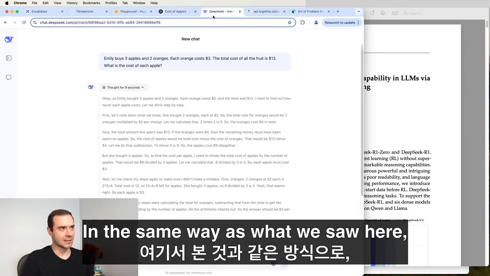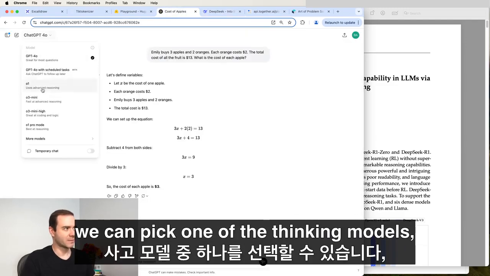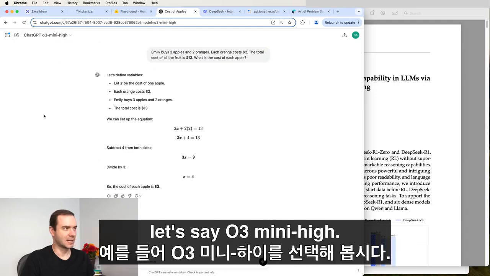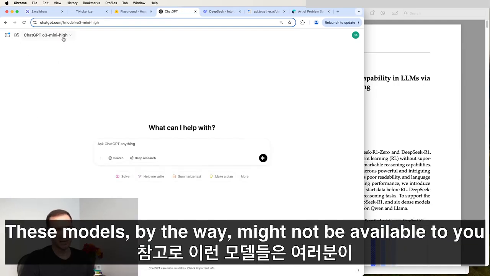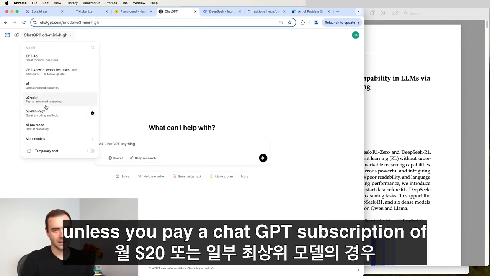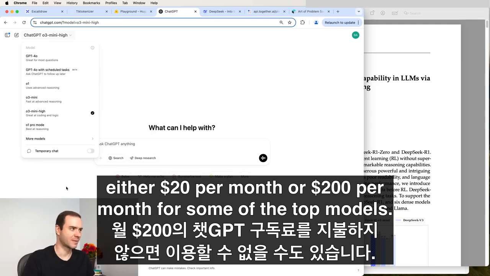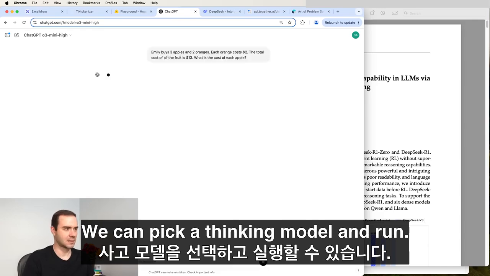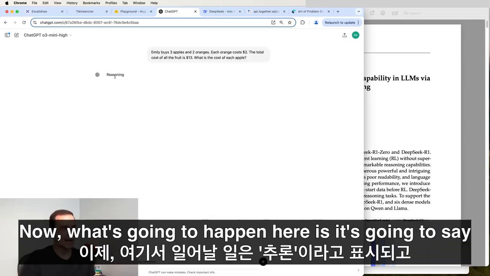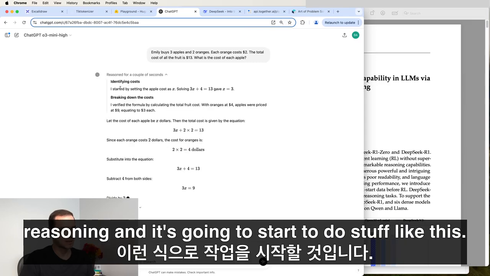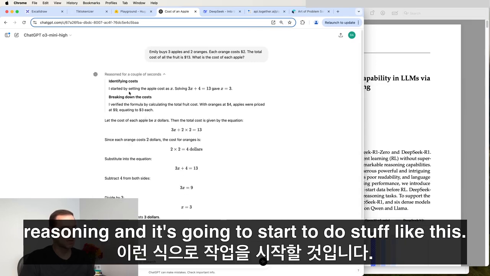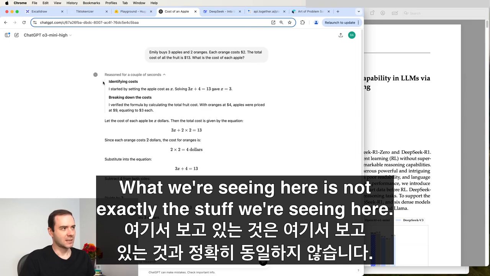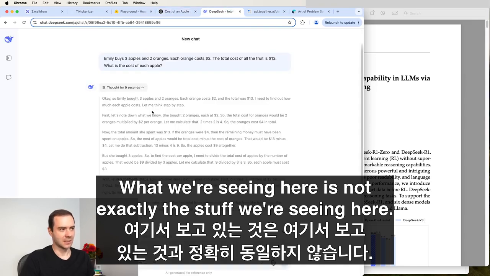So in the same way as what we saw here, we can pick one of the thinking models, like say O3 Mini High. And these models, by the way, might not be available to you unless you pay a ChatGPT subscription of either $20 per month or $200 per month for some of the top models. So we can pick a thinking model and run. Now what's going to happen here is it's going to say reasoning, and it's going to start to do stuff like this. And what we're seeing here is not exactly the stuff we're seeing here.